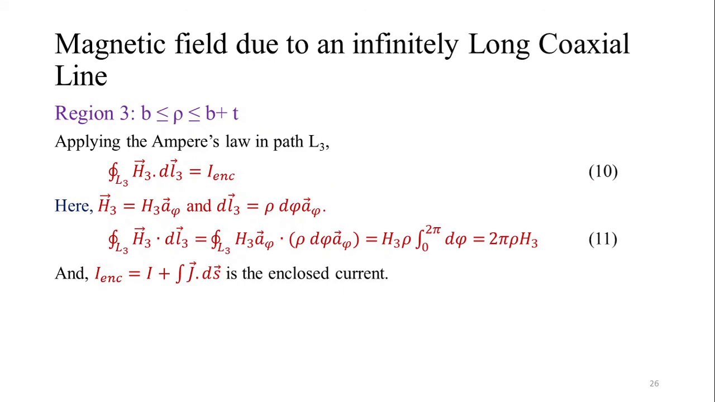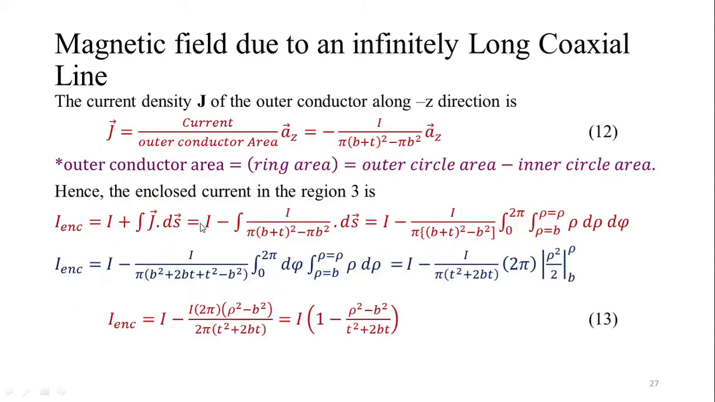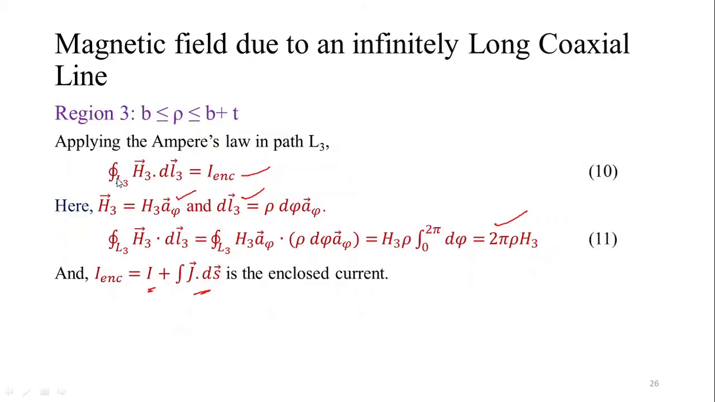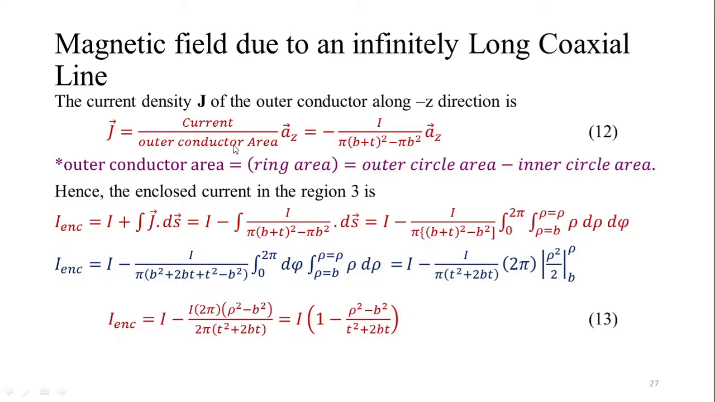So in vector form, H2 is I by 2 pi rho a phi vector for the region a to b. In region 3, the ampere path covers the entire inner conductor and part of the outer conductor. So the total current enclosed will be the inner current I and part of the outer current, that is the integral of J dot dS. In Ampere's circuital law, the closed integral over L3 of H3 dot dl3 is I enclosed. H3 has a component along a phi only, so H3 is H3 a phi vector, and dl3 is rho d phi a phi. If you solve this, you will have 2 pi rho H3. For I enclosed, you need I along with J dot dS. Here J is the current divided by the outer conductor area.